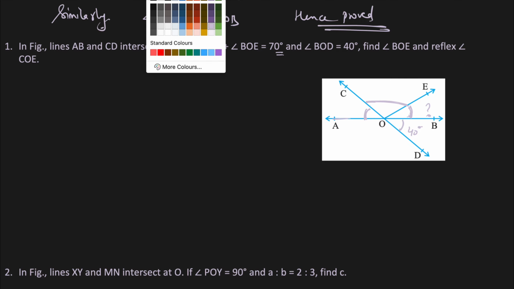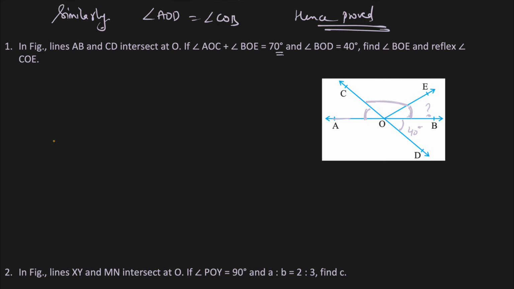Okay, so let's begin solving the question. How do we proceed here? Do you see any vertically opposite angle here, students? If I forget about this OE, you have two lines AB and CD intersecting, right? So you have vertically opposite angles. I'll say AOC equals BOD, which is 40 degrees, reason: vertically opposite angles. Okay, done with the first part. I got this as 40.